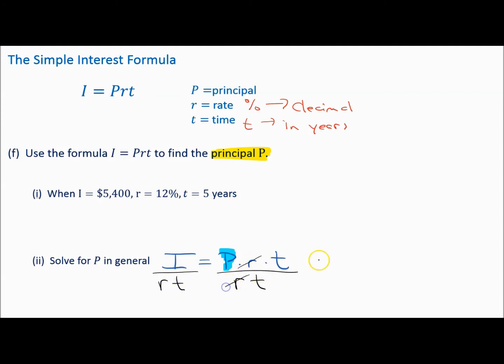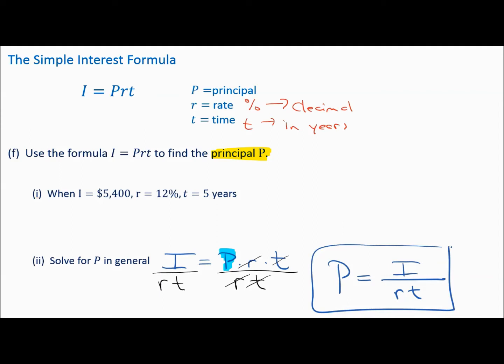So this R cancels with this R, and this T cancels with this T. Now, write down what you have left. So I have P, and I'm switching sides on you, P equals the fraction I over RT. So we've already done part 2. We solved the formula for P. It's the same formula. It's just to solve for P instead of solve for I.